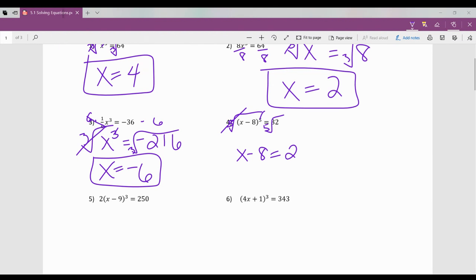And now we're trying to solve for x. So last step is we're going to add 8 to both sides. So we get x is equal to, because these are going to cancel, 2 plus 8, 10. Final answer.